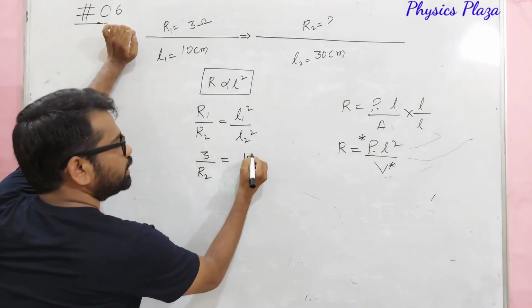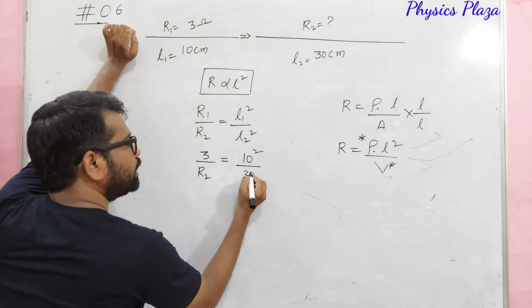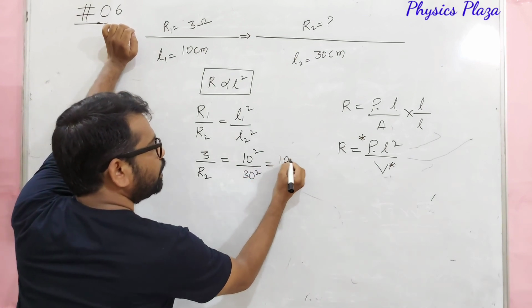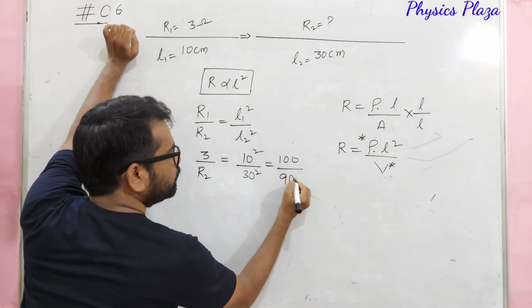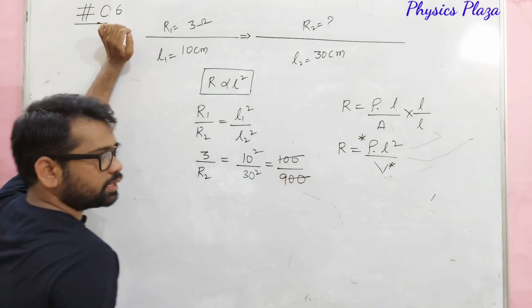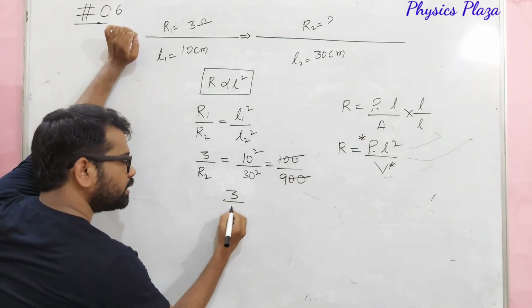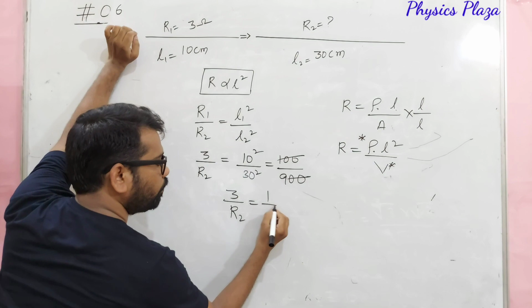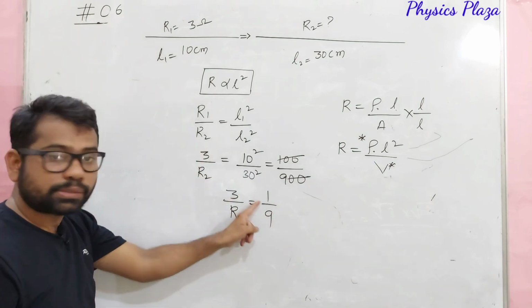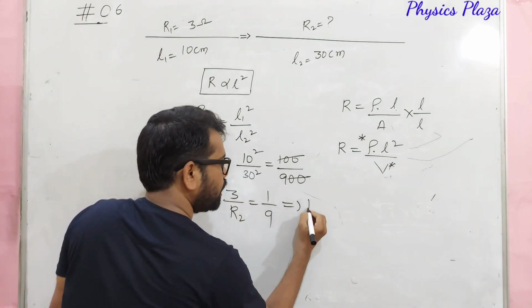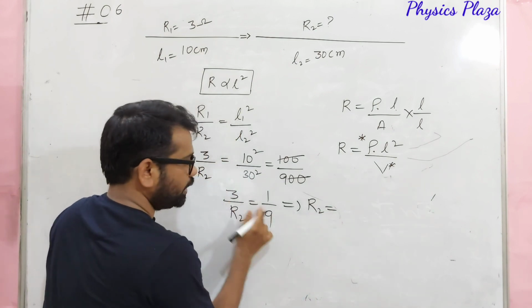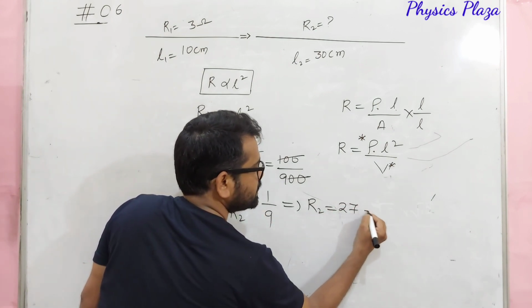So L1 is given 10 square, L2 is 30 square. This is 100 by 900. So zeros cancel. So this is 3 by R2 is equal to 1 by 9. Just do the cross multiplication. You will get R2 is equal to 3 nines, which is 27 ohm.